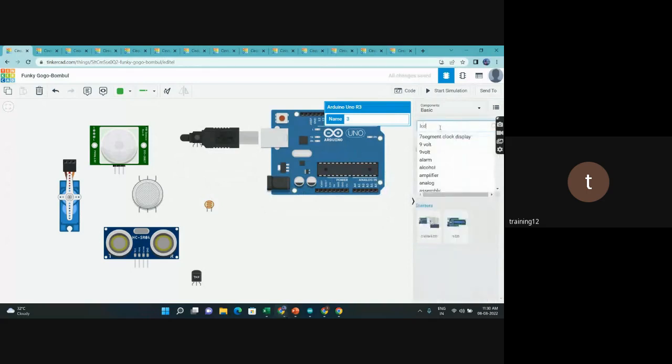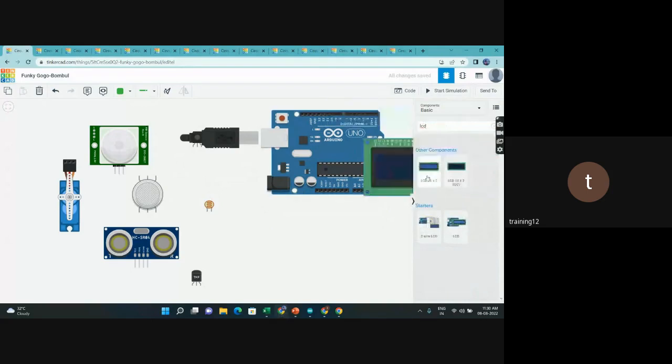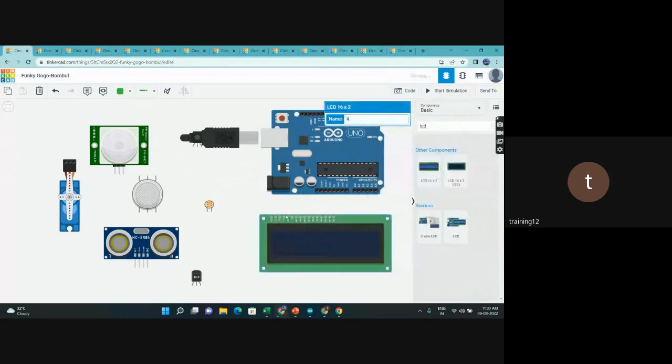So next is the LCD. The LCD is basically a 16x2. Here are the 16 columns. If you connect it to the Arduino, you see the 16 columns here, and there are 2 rows, row 1 and row 2. That's why this is a 16 cross 2, also called a 16 cross 2 LCD.